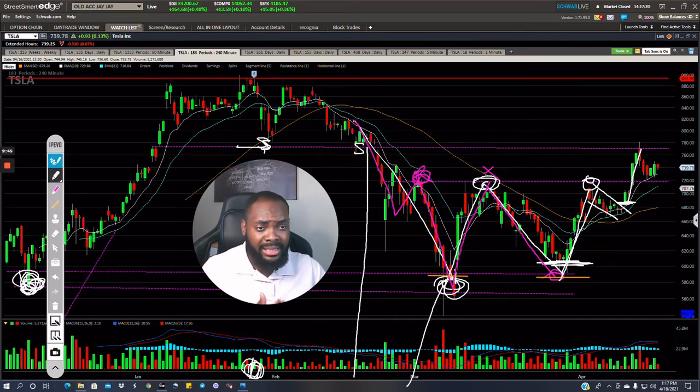So now after Tesla broke out of the bull flag right around this level, price ran up and it hit into the lows. Once it gets to the lows, we take profit. And now, all right, what happened?